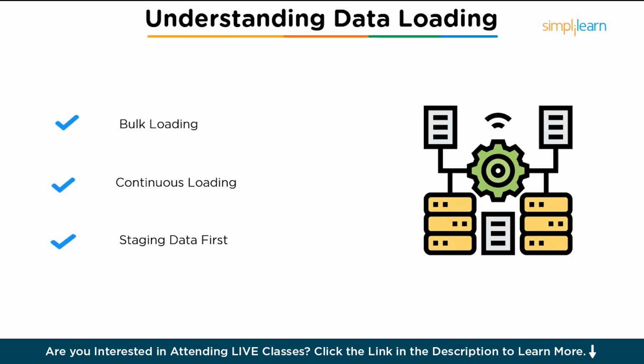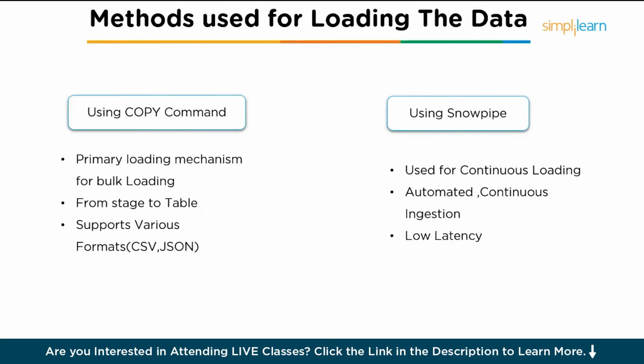Finally, and very importantly, staging data first. This approach involves loading raw data into a temporary area or stage before moving it to its final destination. This allows for critical steps like validation, cleansing, and transformation to happen safely, ensuring data quality before it impacts your core tables. The choice among these methods depends on the data volume, velocity, and quality requirements. Now let's look at specific methods used to implement these data loading strategies, particularly focusing on two common approaches. One on the left is using the COPY command. This is often the primary loading mechanism for bulk loading. It is designed to effectively load large volumes of data.